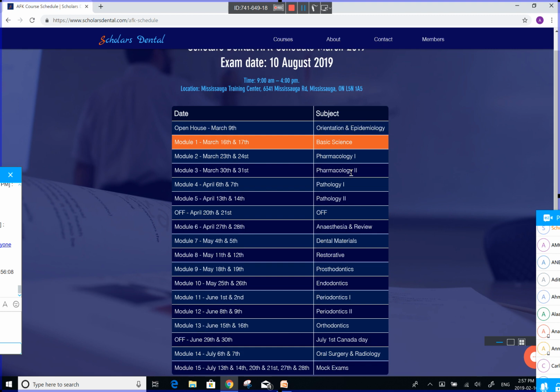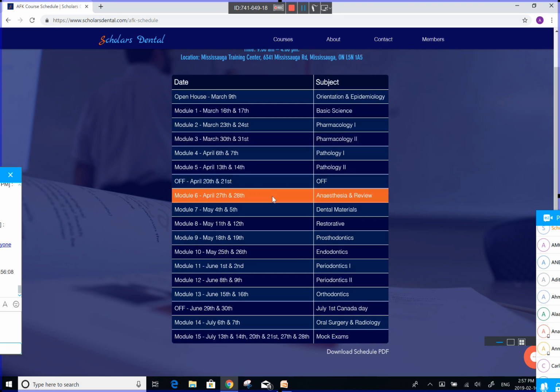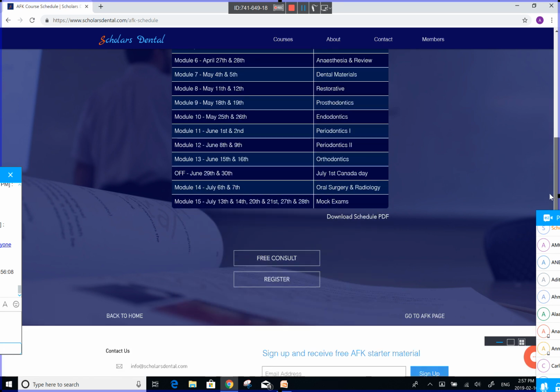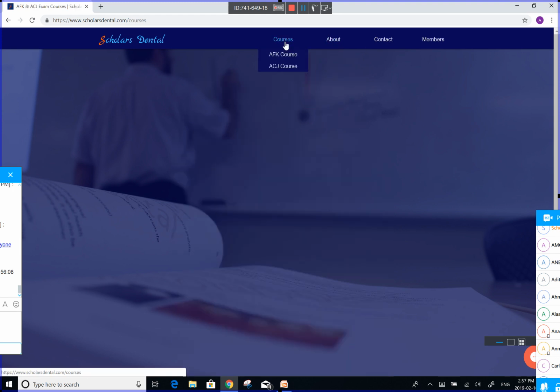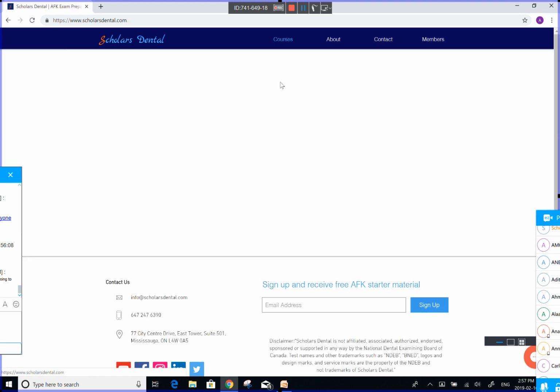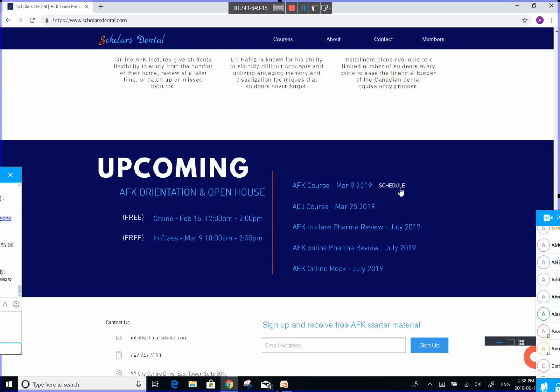You'll be walking smoothly with the in-class from there, and you can see when we have off days and everything. And then the mocks are in the last tier, and you could download this as a PDF. So whenever you have questions about the schedule, it's right there. Okay, so that's pretty much what you need. And if you want to register, you can see these buttons here, the registration. So if you want to register for the AFK course, you could go here and you could register. And I'll show you that later.